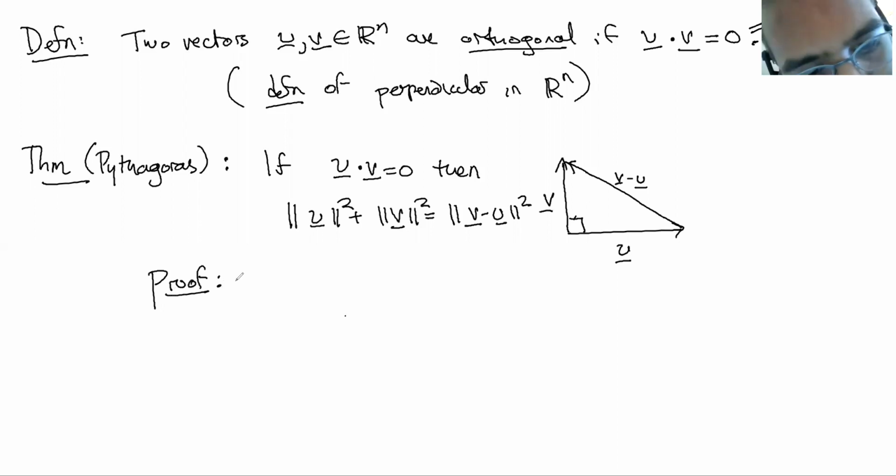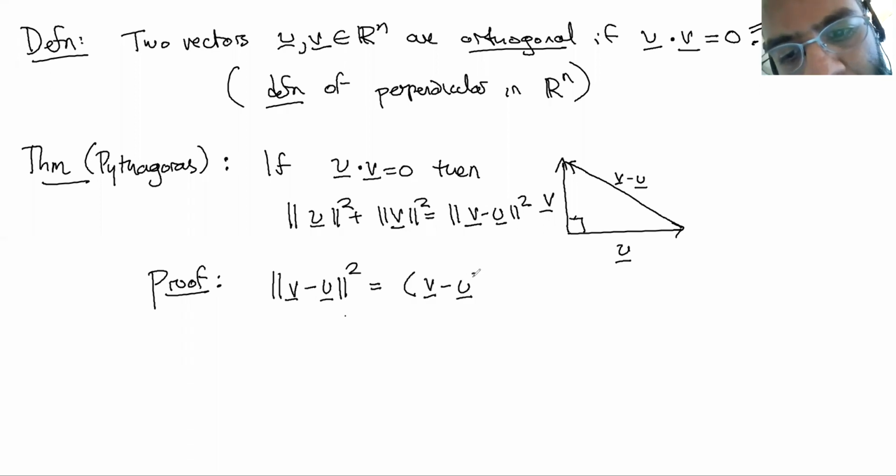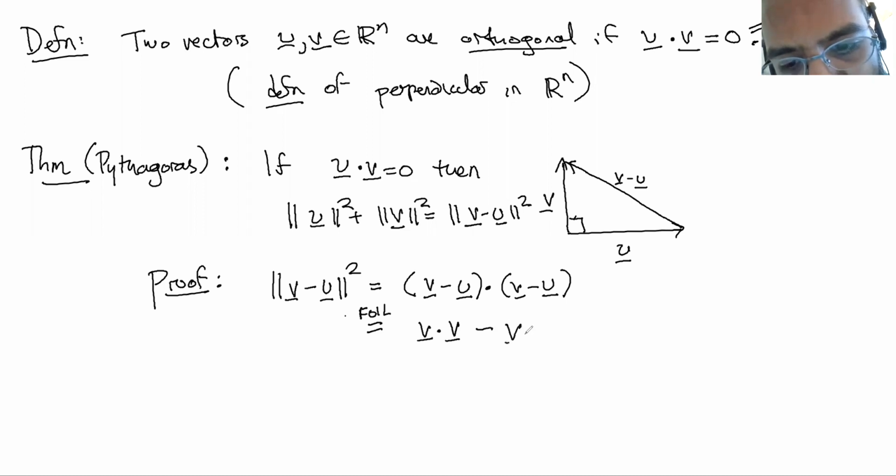Well, what's the proof? Norm of v minus u squared. So what's the norm squared? It's just a dot product of a vector with itself, so that's v minus u dot v minus u. That's what we observed on the previous slide. And now by the distributive property, you can just FOIL this. And you get that this is v dot v minus v dot u minus u dot v plus u dot u.